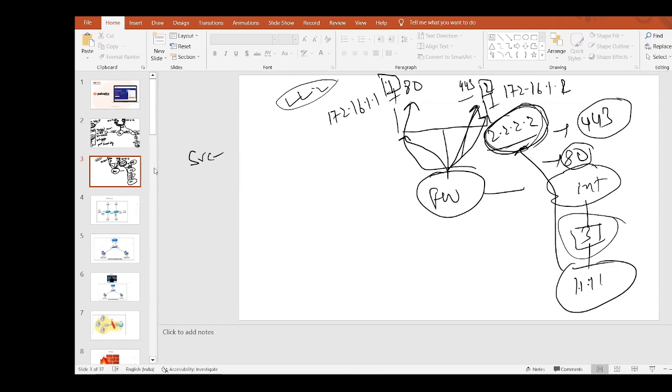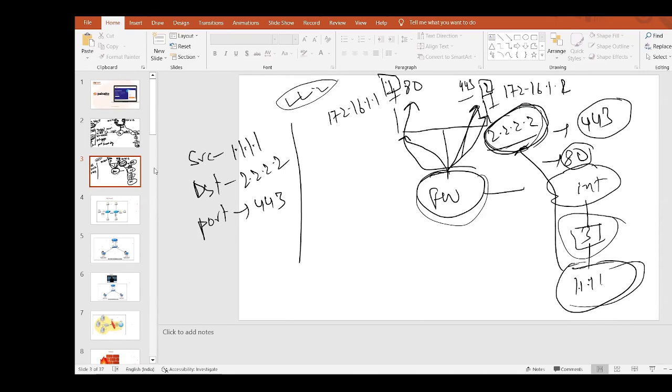Suppose my source IP is 1.1.1.1 and destination IP is 2.2.2.2, and he wants to initiate a connection with port 443. So I have made such a configuration on the firewall: whenever this PC 1.1.1.1 initiates a connection to 2.2.2.2 on port 443, it will translate to this PC. So what would be my translated packet? The translated packet would be source 1.1.1.1, and destination 172.16.1.2, and the port would be 443. Keep it like this.